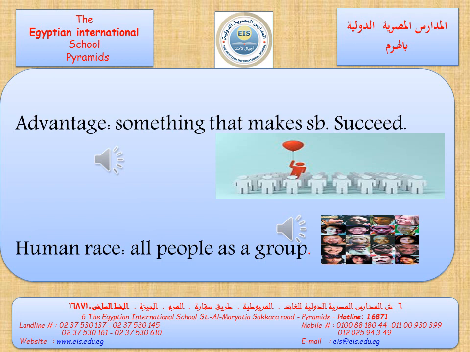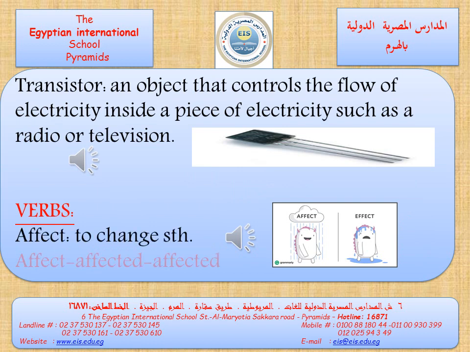Human race, all people as a group. Human race, all of the living human inhabitants on the earth. For example, modern inventions may help the human race to set peace. Transistor, an object that controls the flow of electricity inside a piece of equipment, such as a radio or television. For example, this device contains an optical transistor.